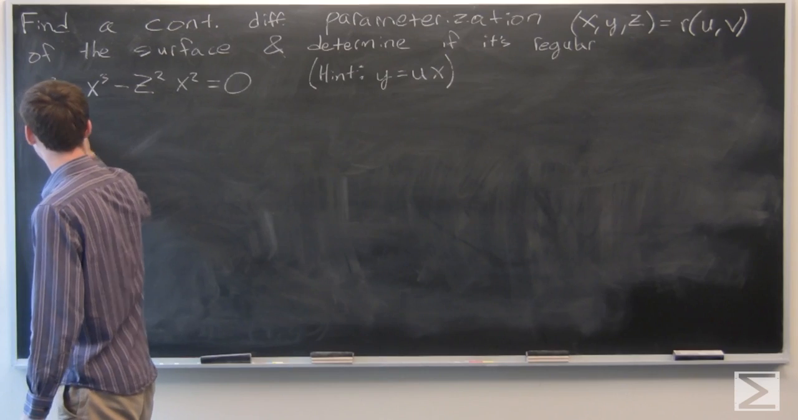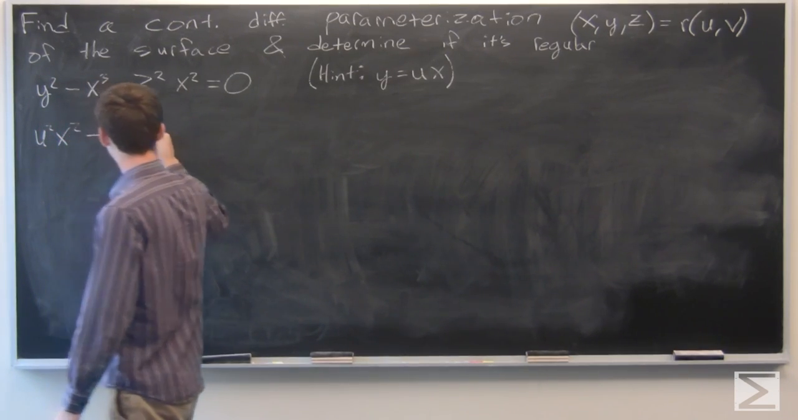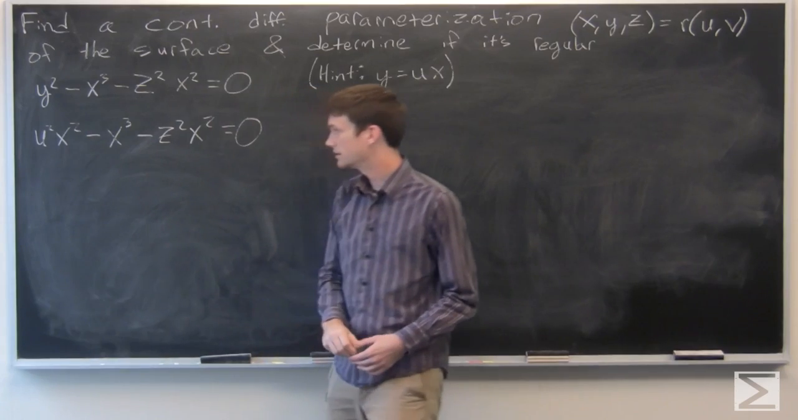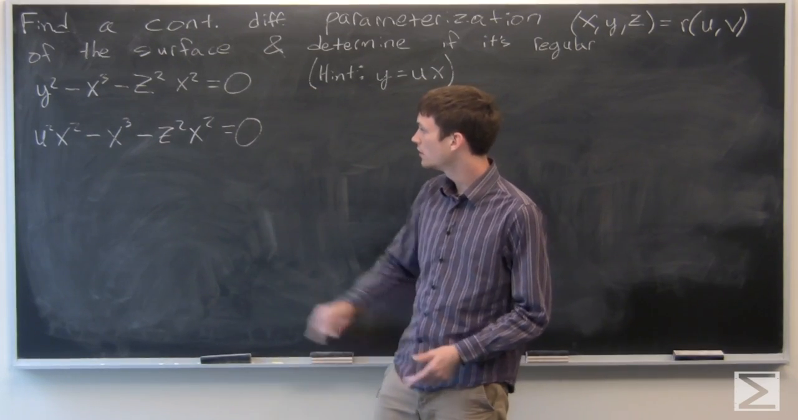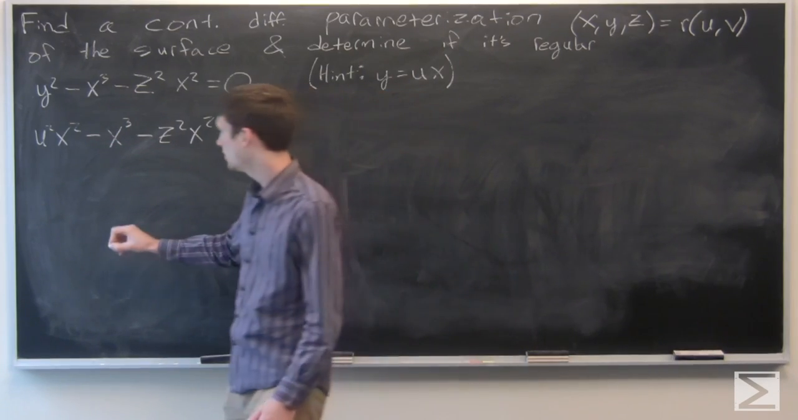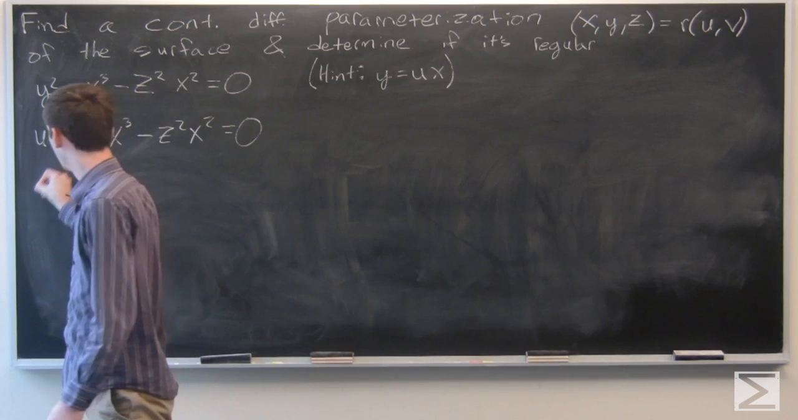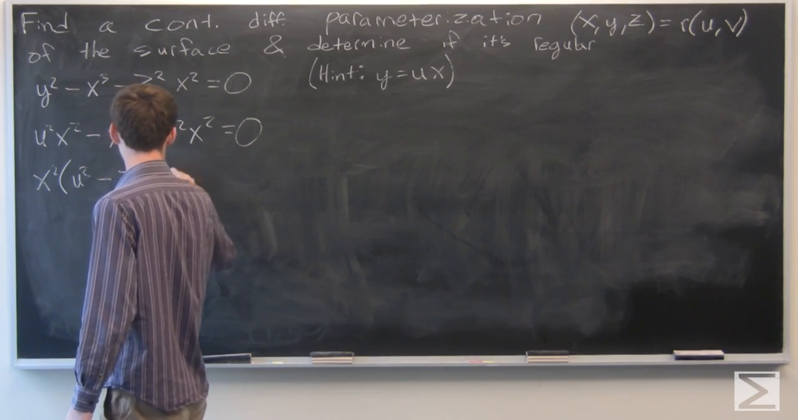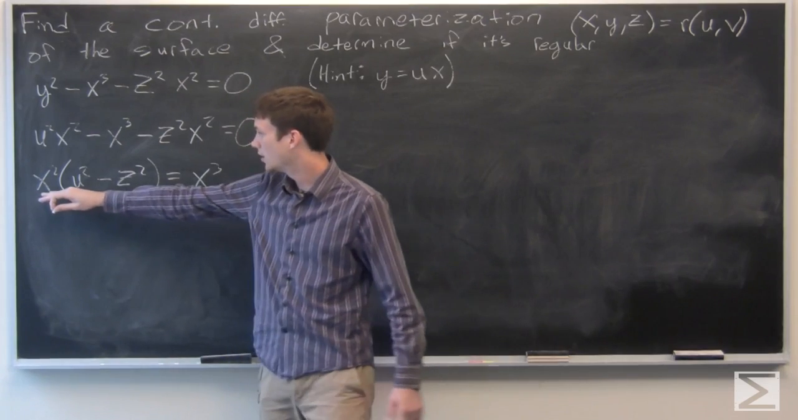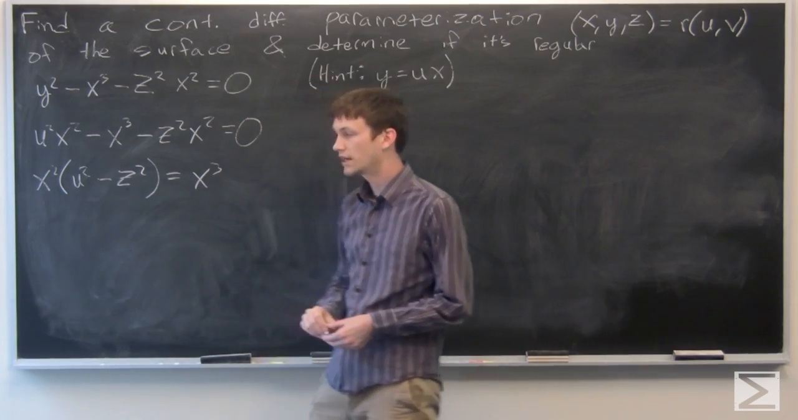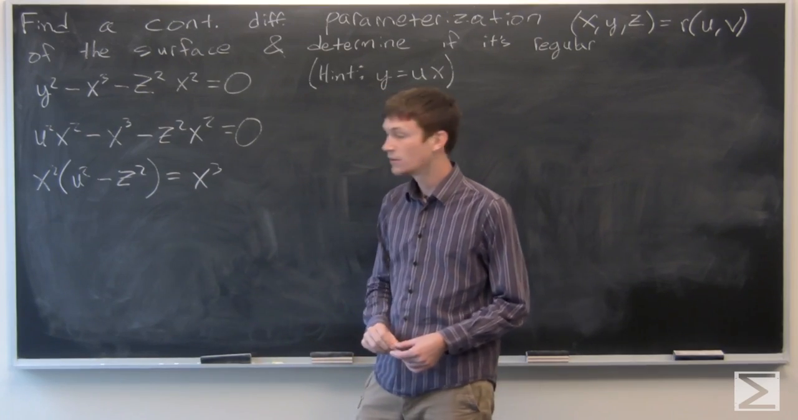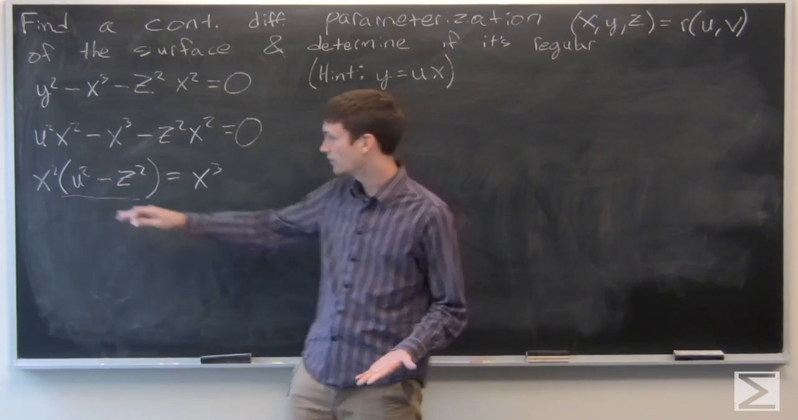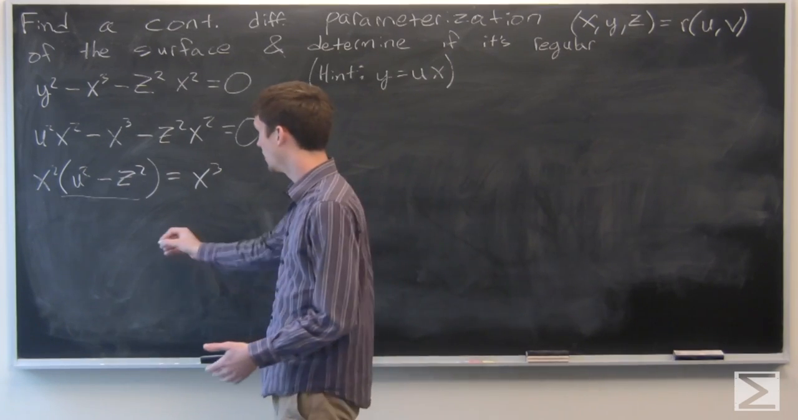So we get u² x² minus x³ minus z² x² equals 0. So let's bring this x³ term to the other side and pull an x² term out. And we get x² times the quantity u² minus z² is equal to x³. So that implies that this term here in the parentheses is equal to x in order for this equation to be satisfied.